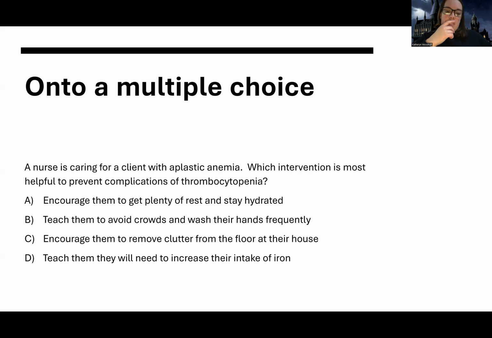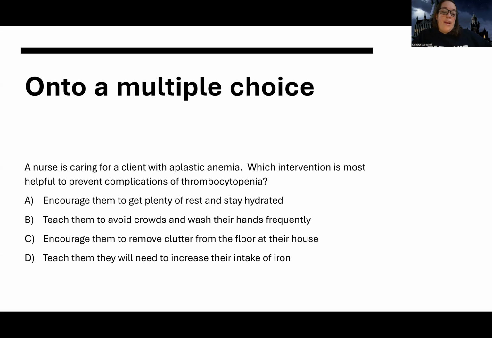Encourage them to remove clutter from the floor at their house. Well, this one may be, because if they have clutter on their floor, it could lead them to trip and fall. And if they can't clot or can't stop bleeding, they could bleed to death as a complication. So this is the one I like the best so far, but let's look at the last one.